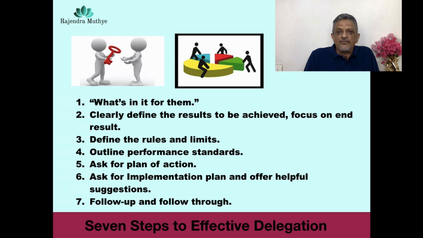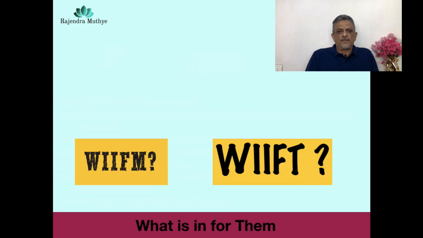Ask them the plan of action. You don't make the action plan for them. Let them do the action plan. Let them go through it. You can always guide them. Once they come up with their implementation plan, then you can offer them helpful suggestions. Let them come up with their action plan and implementation plan. And then you follow up and follow through. Okay. These are the 7 steps. Let's go through each step in detail.